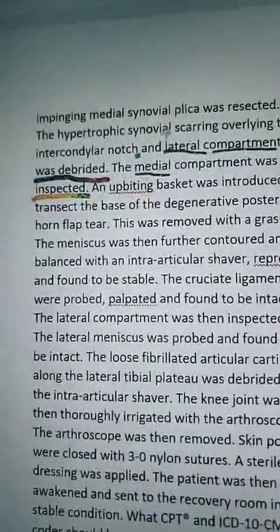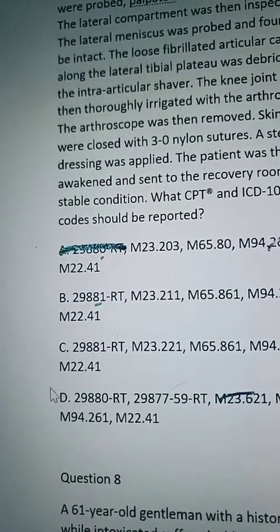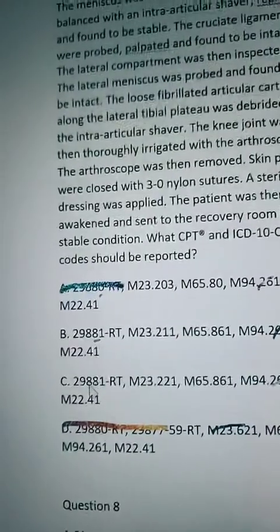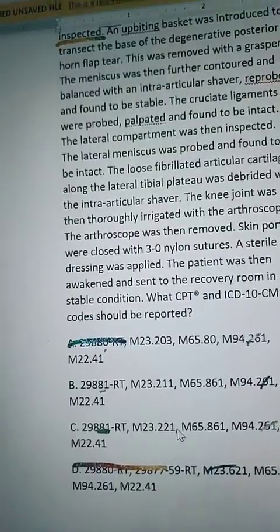Now that we know it's not going to be A and we know it's not going to be D, then all we've got to do is decide which one goes with it based off the diagnoses, I guess.